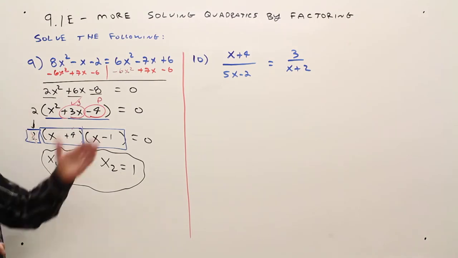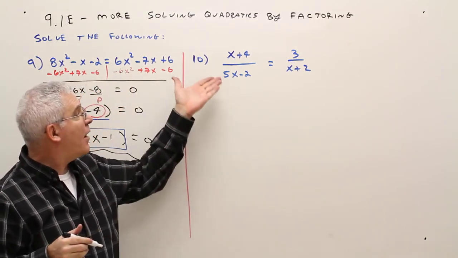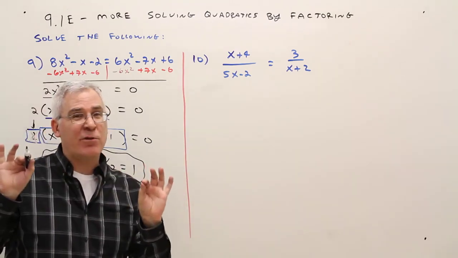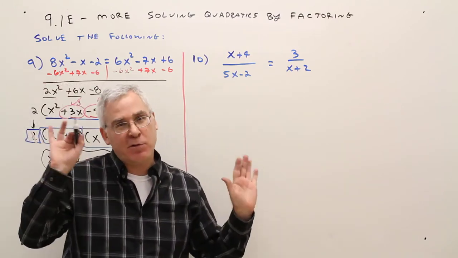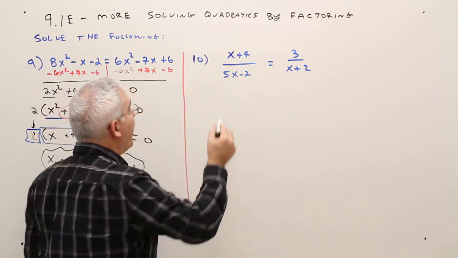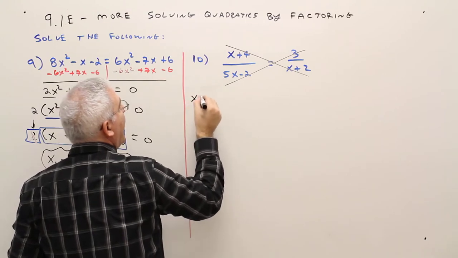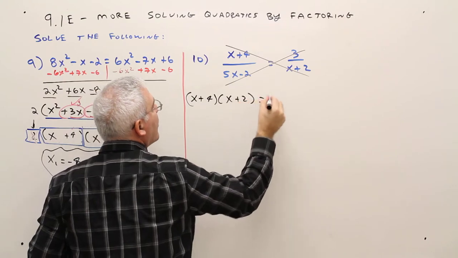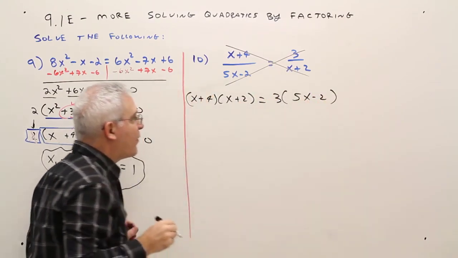Okay, finally, problem 10. This involves a quotient of terms. So just at the end, we'll have to make sure that the answer does not result in a 0 in the denominator. Okay, so we'll just do one final check at the end. So to solve this, don't forget, cross multiply. So we'll do that right here. So we've got x plus 4 times x plus 2 equals 3 times 5x minus 2.